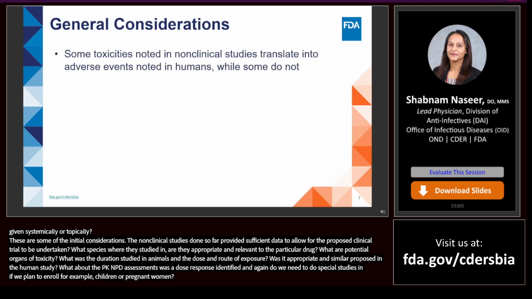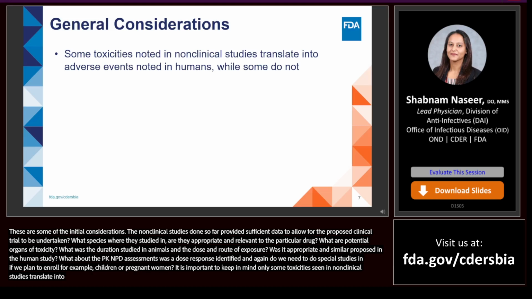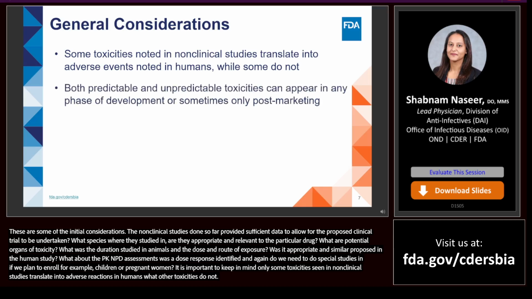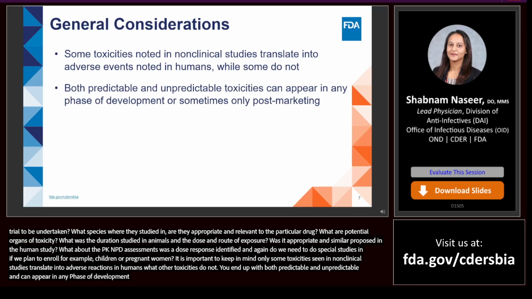So it's important to keep in mind that only some toxicities that are seen in non-clinical studies translate into adverse reactions in humans, while there are other toxicities that do not. And so you end up with both predictable and unpredictable toxicities, and these can appear in any phase of development, and sometimes you actually only see them in the post-marketing setting. It really depends on the size of your safety database that was available pre-market.